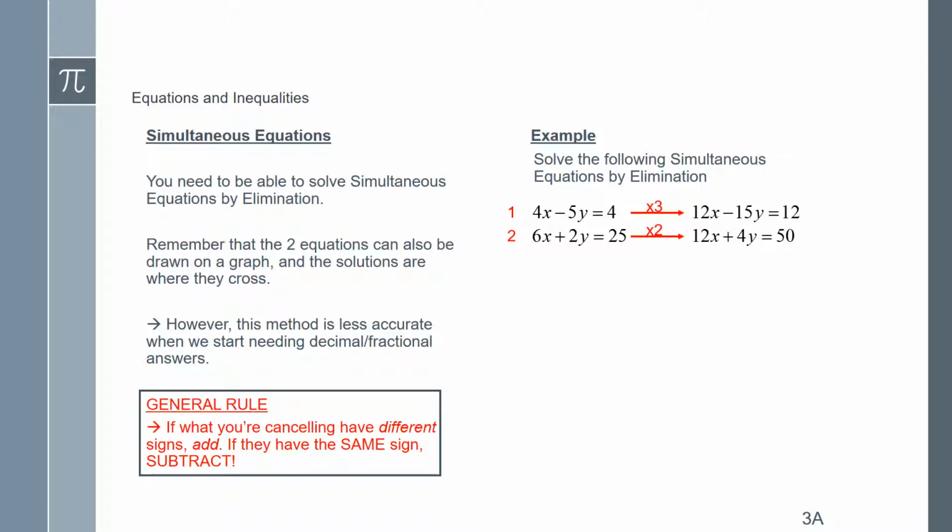We could have done that differently. We could have times the top one by 2 and the bottom one by 5, and that would have made the y coefficients the same. Now we think, are we going to add these or take them away? Well, it's 12x and 12x, so the signs are the same, so we subtract. Minus 15 minus 4 is minus 19, 12 minus 50 is minus 38, so y is 2, and then substitute it into one of the equations, it doesn't matter which one, to find out that x is 3.5.